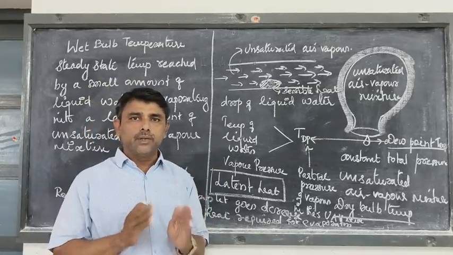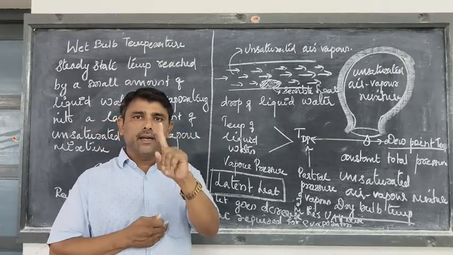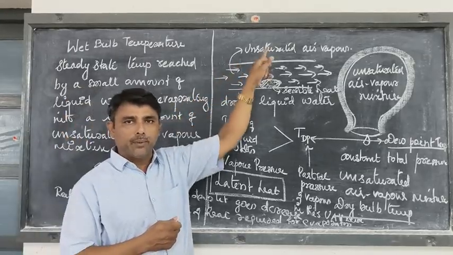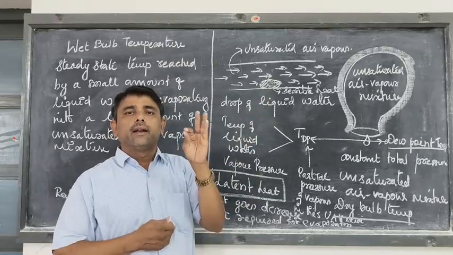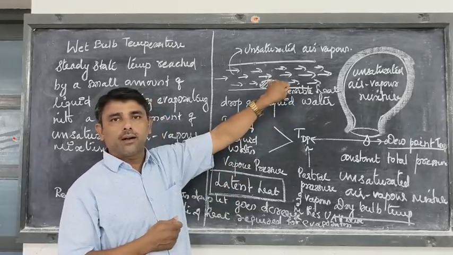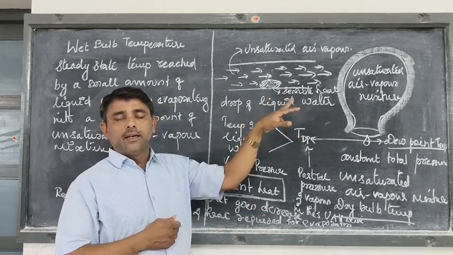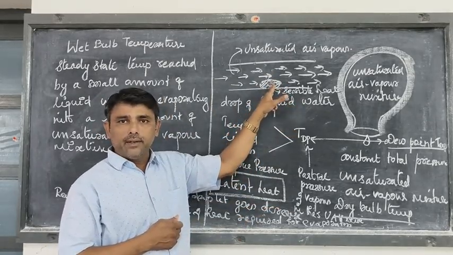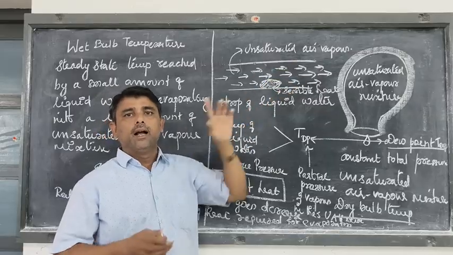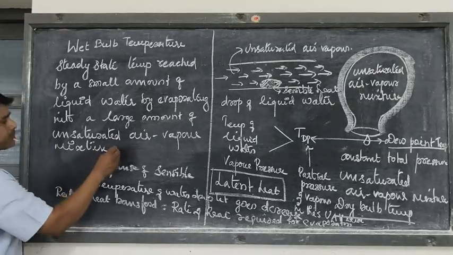This is the fundamental principle behind wet bulb temperature. In wet bulb temperature, you must emphasize the statement: the rate of heat transfer from bulk air or unsaturated air vapor mixture is exactly equal to the rate of heat required for evaporation. In this situation, the temperature of the water droplet remains the same, under steady state condition. The steady state temperature reached by a small amount of liquid droplet evaporating into a large amount of unsaturated air vapor mixture under constant total pressure is called the wet bulb temperature.